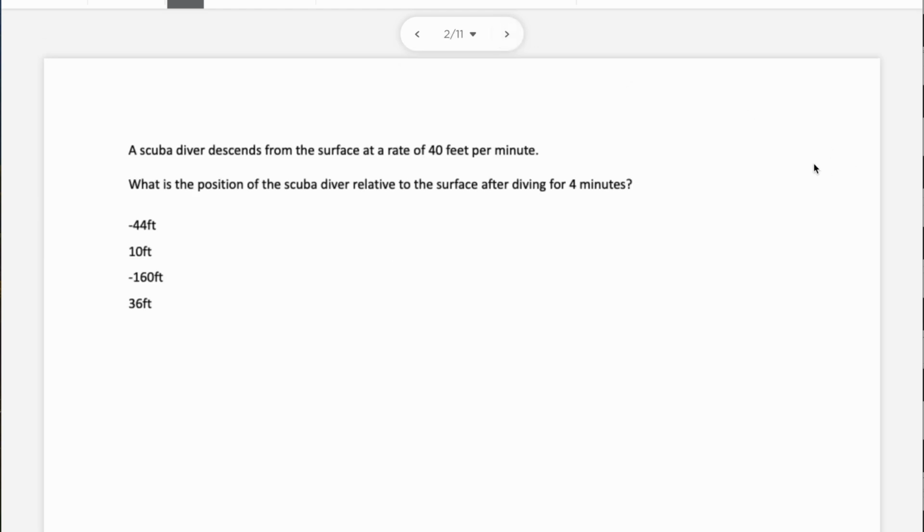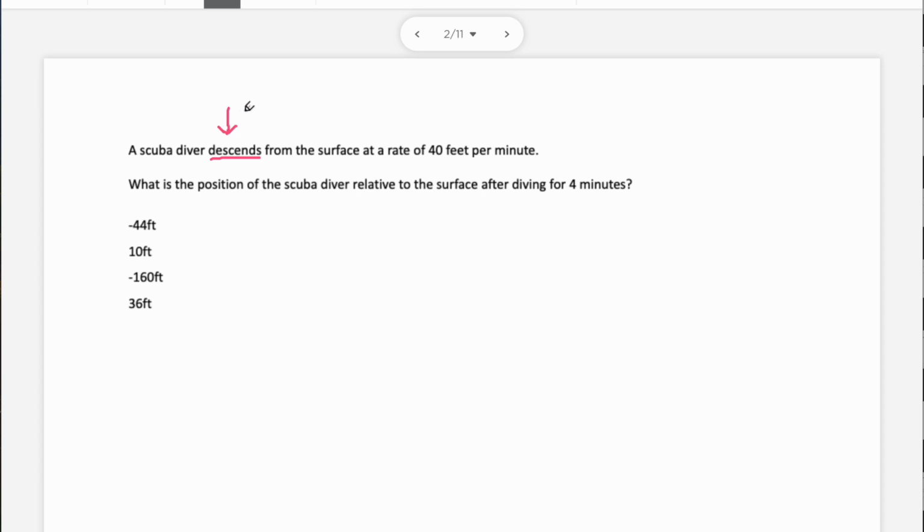Here's number 1. It says a scuba diver descends from the surface at a rate of 40 feet per minute. What is the position of the scuba diver relative to the surface after diving for 4 minutes? So let's look at our important information here. The diver is descending, so that means he's going down, right? Which would be a negative number.